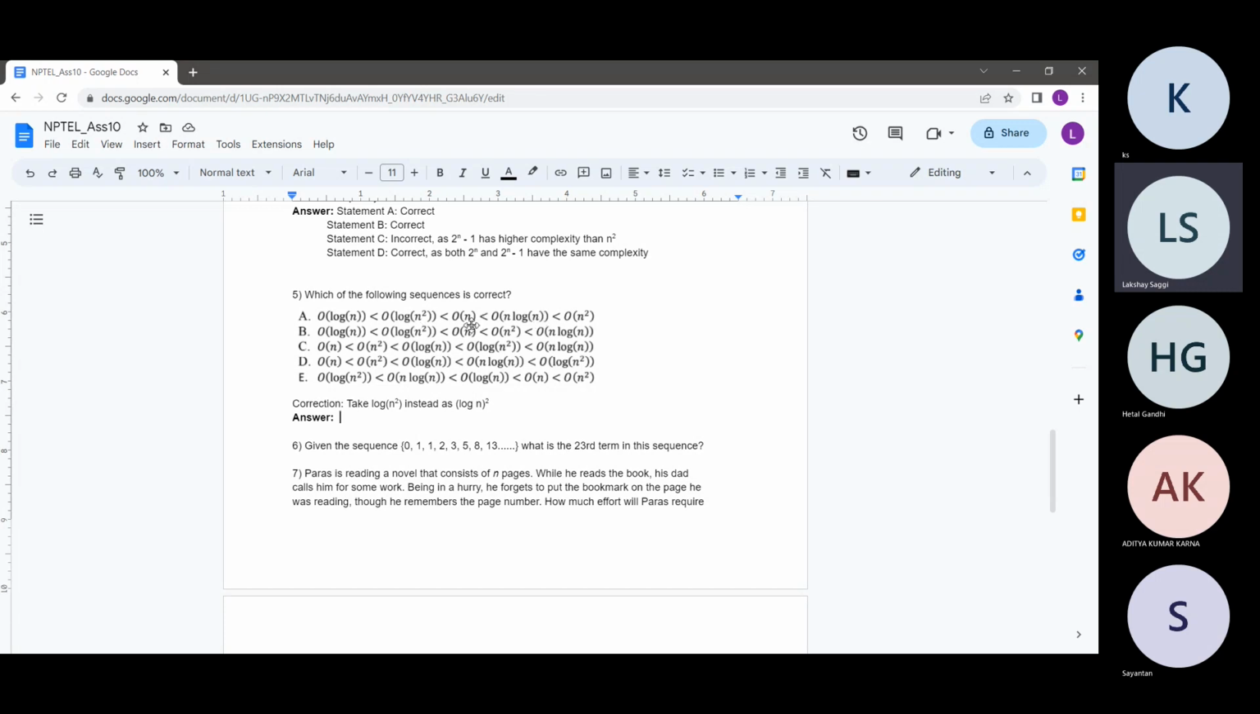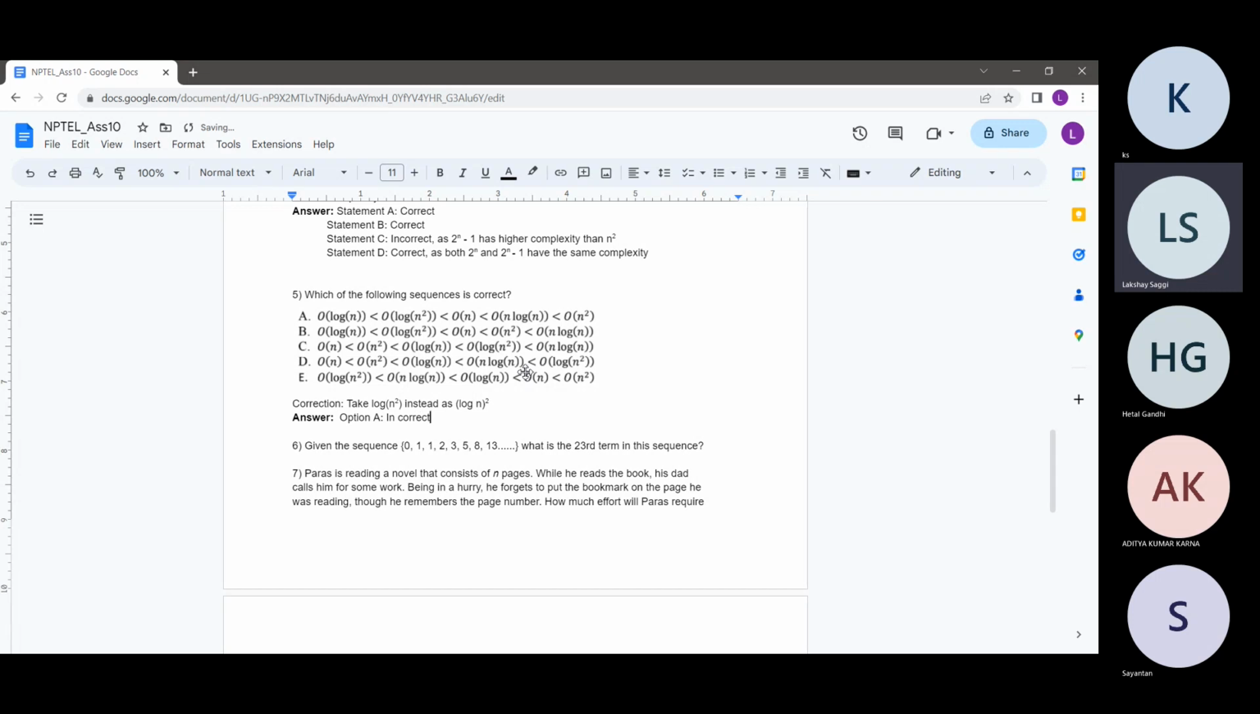Similarly, n log n by n will become log n, and as n tends to infinity, log n will tend to infinity. So this will also hold true. And again, this n square by n log n will become something like n upon log n, as one n from here and one n from here will cancel. So this will become n upon log n. And this also tends to infinity. So yeah, option A is correct.